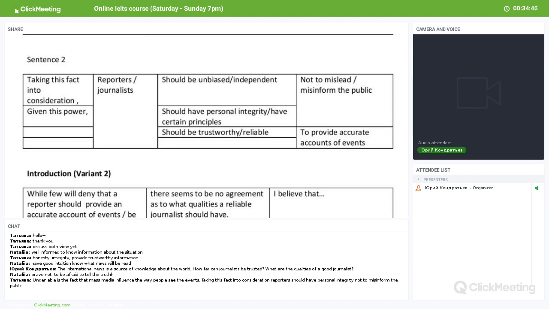Okay, so: undeniable is the fact that mass media influence the way people see the events. Okay, taking this fact into consideration, comma, reporters should have personal integrity not to misinform the public. Yes, you need to write, I believe. You need to express your opinion too here.